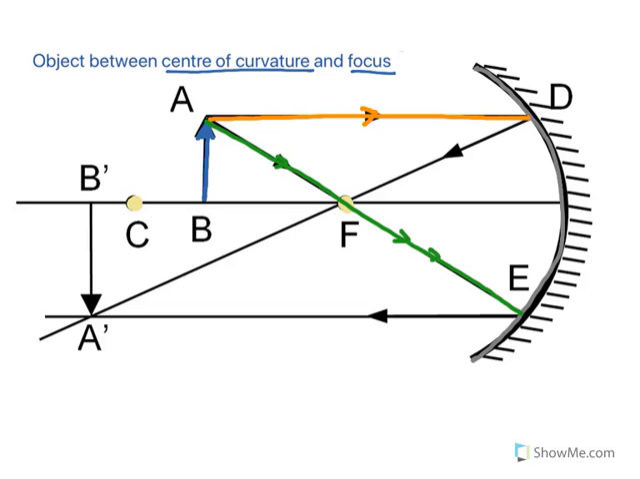The ray that is parallel, after reflection, will pass through the focus, and the one that is going through the focus after reflection will go parallel. Now both these rays will meet at this point. So here is where the image is formed. So this is the image here.